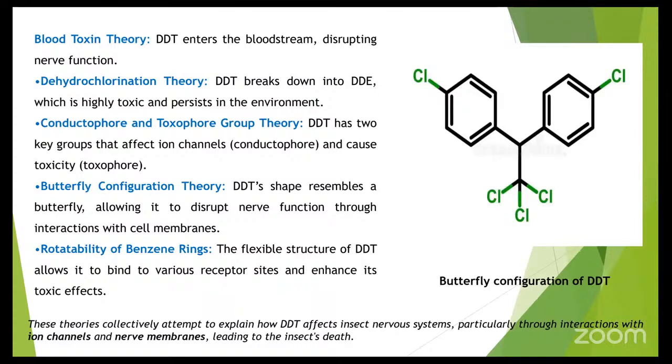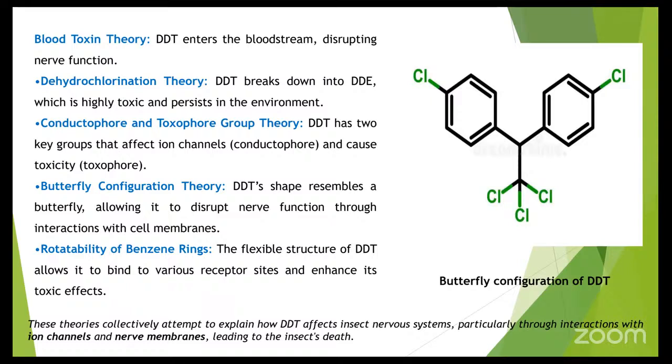So coming to the mode of action, chemically DDT is a comparatively inert molecule and hence has a residual problem and a magnification in food chains. The symptoms of DDT poisoning indicate that the site of action is the nervous system. So there are certain theories that we can see here. The blood toxin theory: how DDT enters the bloodstream and how it acts can be seen through different theories here.